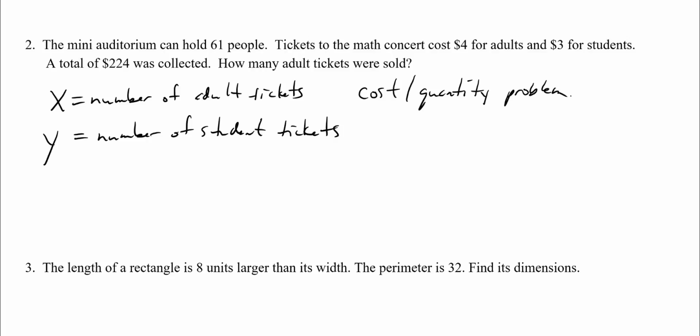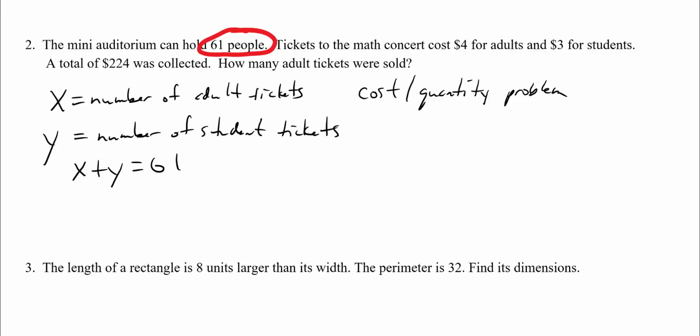Okay, so let's do quantity first. That's actually the easiest. If x is the number of adult tickets and y is the number of student tickets, and there were 61 people in the auditorium, the setup then is x plus y equals 61. That's the first equation. Okay, that's easy. That's the total number of people.